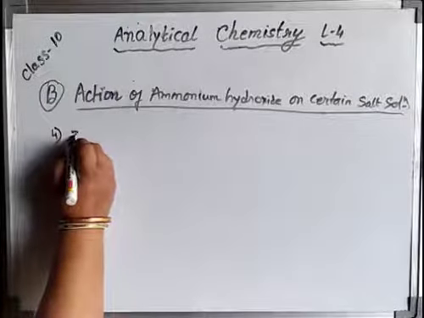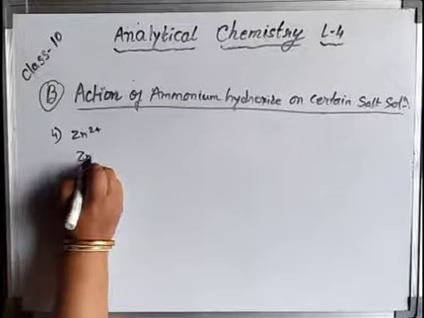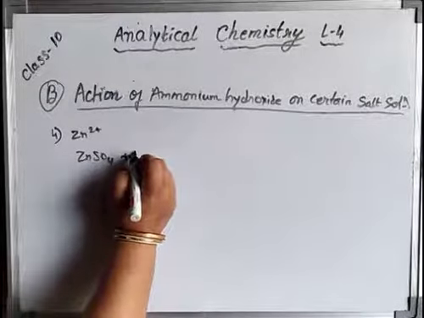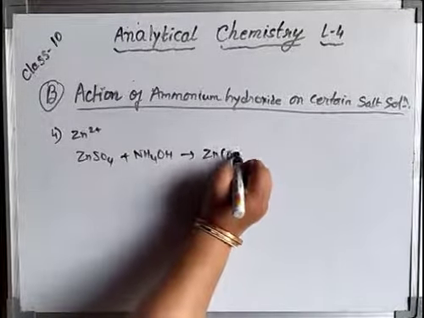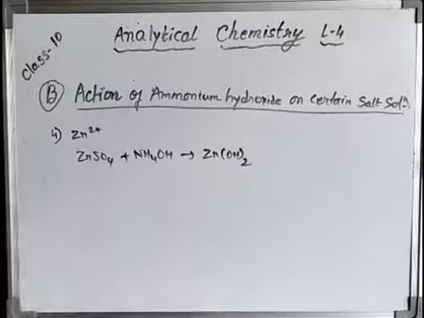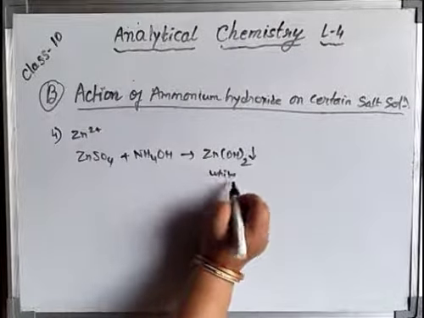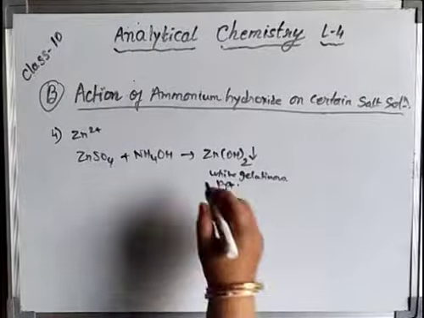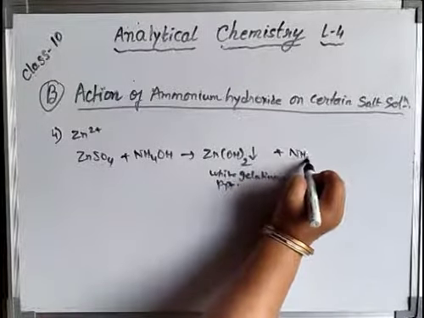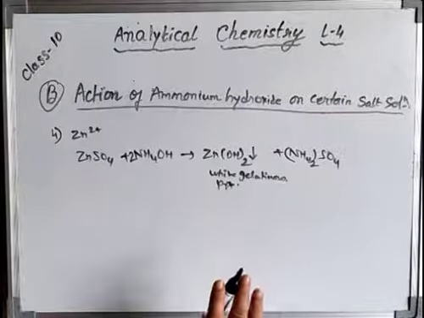With the zinc salt, we will see Zn2+. We will see how zinc sulfate plus ammonium hydroxide gives what? Zn(OH)2. And you know zinc is which metal? It is a representative element, so it is forming a white precipitate. And what kind of white is it? Gelatinous. And another salt will be ammonium sulfate. Clear? Now you balance it. It forms a white gelatinous precipitate.